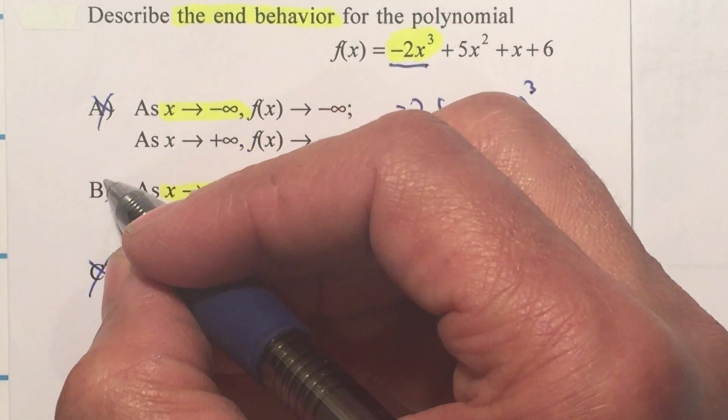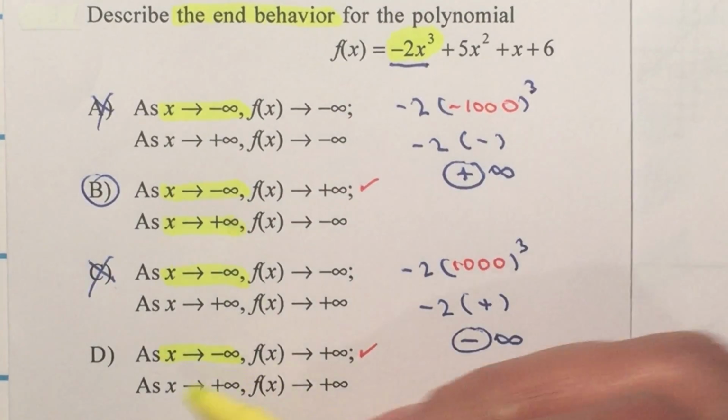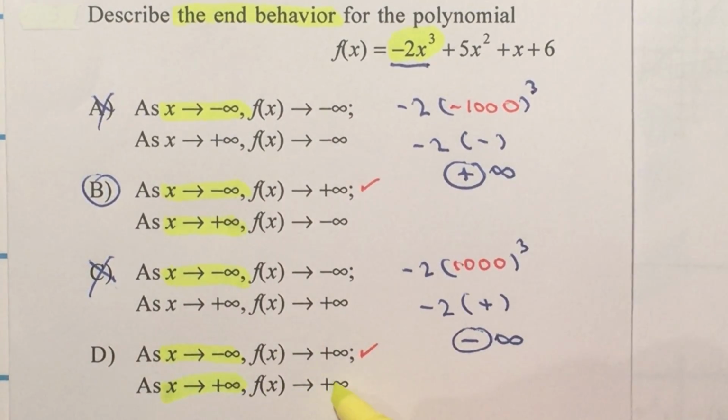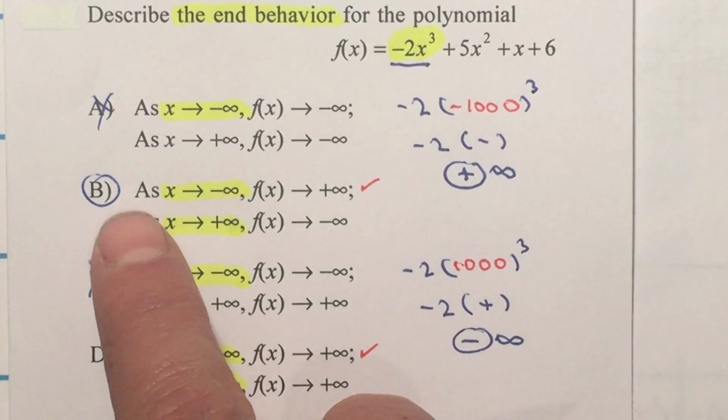So therefore that's correct. As x approaches positive infinity, does f of x approach positive infinity? No, it approaches negative infinity. So your answer is letter B.